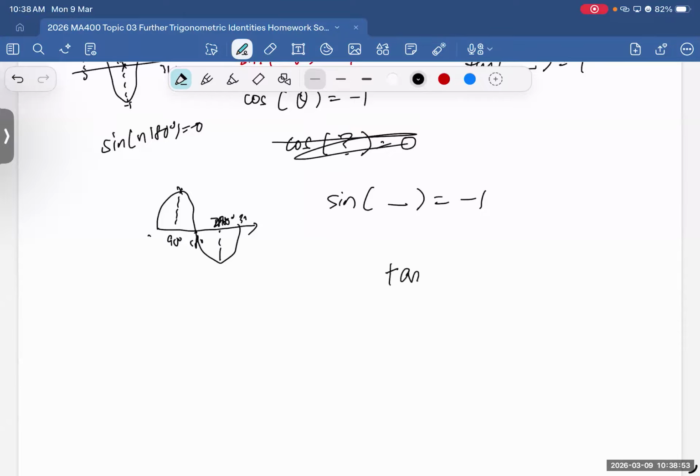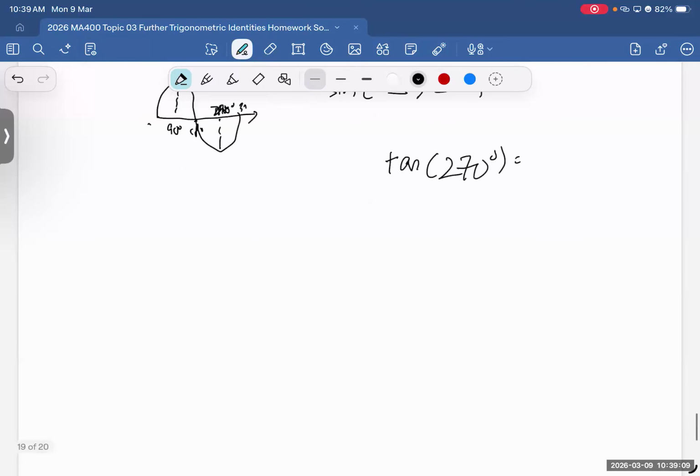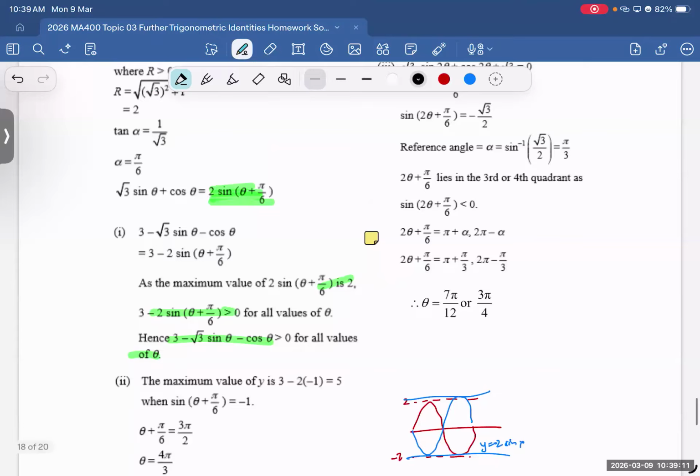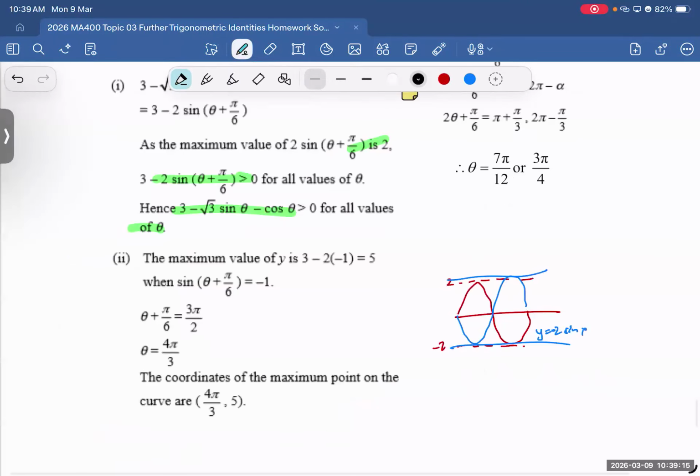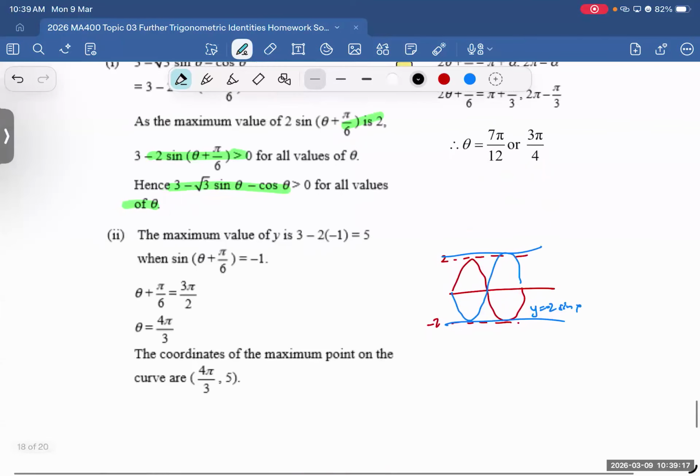Tangent. Okay, tangent 270. Both step, you're going to answer? Undefined. Good, undefined. Okay, so you get the idea. What I am trying to tell you is this.